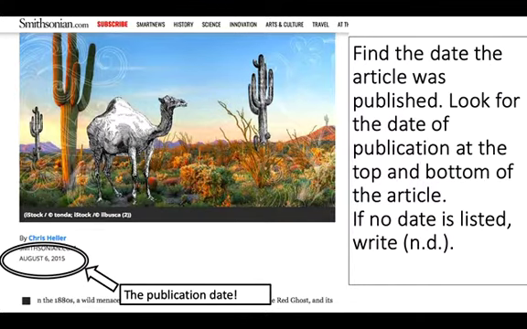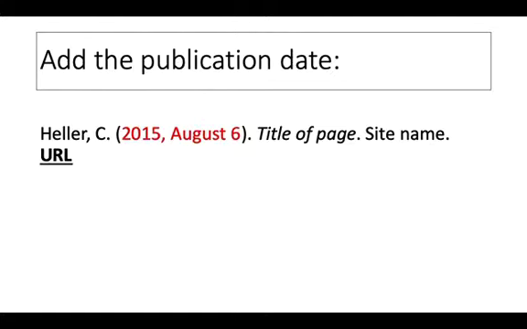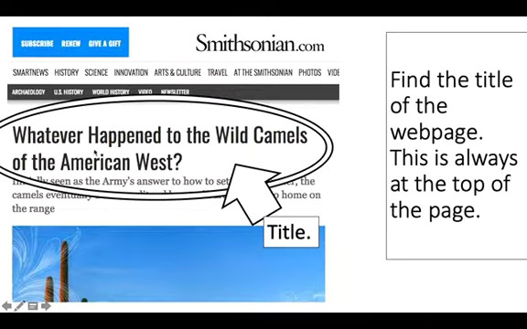So we go back to the page and we see that it was published on August 6, 2015. So I add this information into my template. 2015 comes first, comma, write out the entire month, or the name of the entire month, August 6. Next, we're going to need the title of the web page. So the title of the web page is "Whatever Happened to the Wild Camels of the American West."